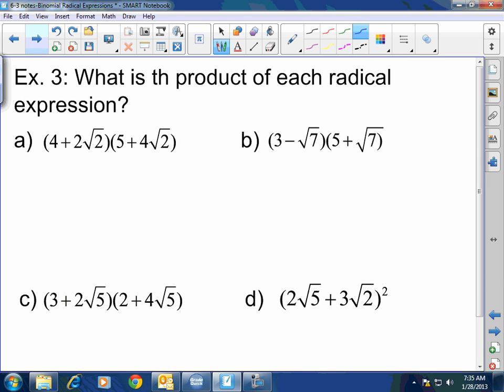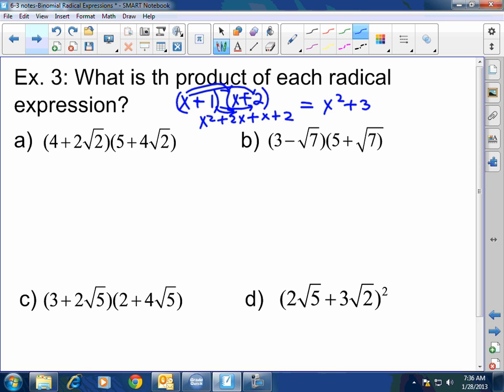All right. Now, let's talk about multiplication. If you guys remember the FOIL method, if I had something like this with polynomials, x plus 1 times x plus 2, if you remember, guys, we would FOIL. X times x is x squared. X times 2 is 2x. Plus 1 times x is x. Plus 1 times 2 is 2. And then we'd add like terms, and we get x squared plus 3x plus 2.